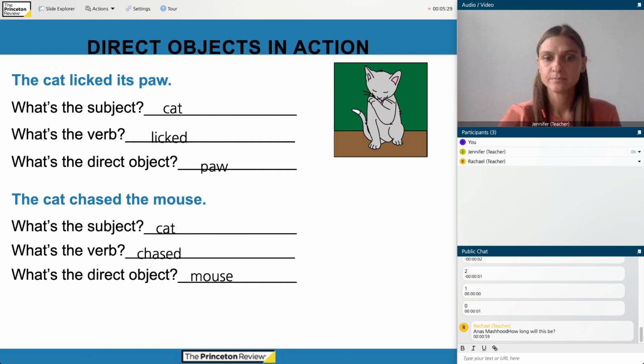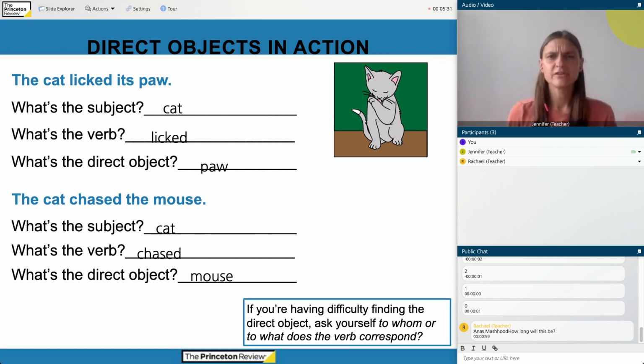direct objects. And if you're ever not sure, you're having some difficulty trying to find it, just ask yourself, to whom or to what does this verb correspond? Because these transitive verbs, they have to take something. You wouldn't say the cat chased. You have to have something come after that. So the transitive verb always has some kind of an object after it.